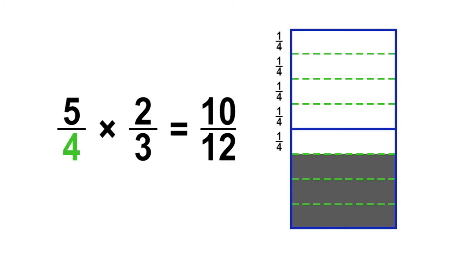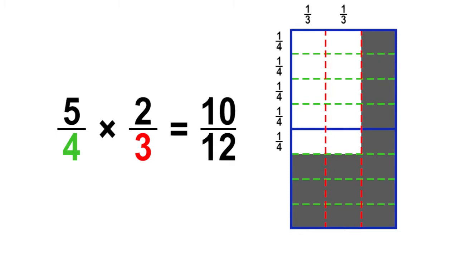For the second fraction, 2/3, we will use columns in our model. We will draw 3 columns because the denominator is thirds. We will label 2 columns as 1/3 and darken the last 1/3 of the column.